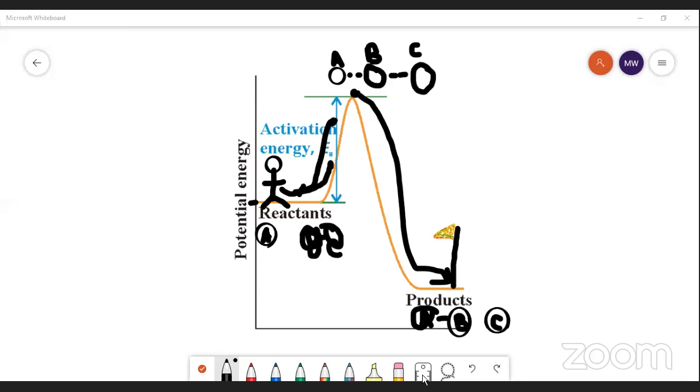Okay, then another way, yes, A and C can also bond. In my example, though, it didn't.